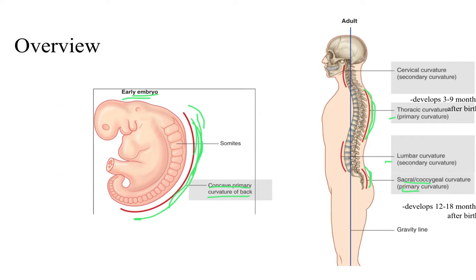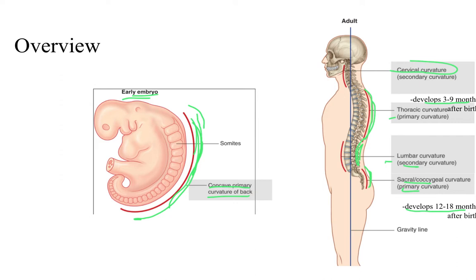Our secondary curvatures, first at the cervical curvature, develops around 3 to 9 months when babies start picking up their heads and crawling. And then the second secondary curvature is at our lumbar region right here that develops around 12 to 18 months after birth when walking starts to happen.